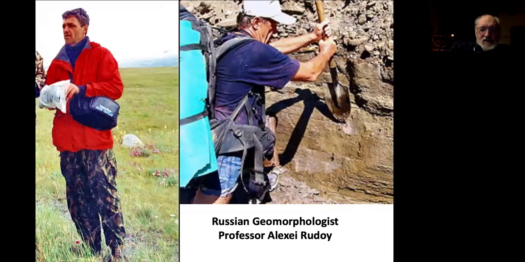So the initial trip I went to was at the invitation of this guy, a Russian geomorphologist named Alexei Rudoy. Rudoy was in many ways a flawed individual, but he was also someone who was pushing an idea that was very unpopular among his fellow scientists. It was the idea that massive cataclysmic floods had produced landscapes in this part of Russia.